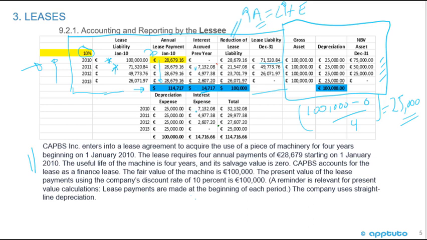But down here you can see in year 2010, I would have had an interest expense. I would have had an interest payable at the end of the year, correct? I would have had my depreciation expense, and I would have had debit interest expense, credit interest payable. Then in 2011, when I make that payment of 28,679.16, that means 7,132.08 is for the interest, the remainder is for the principal, and therefore the liability comes down to 49,773.76, which, don't forget, that's my liability.